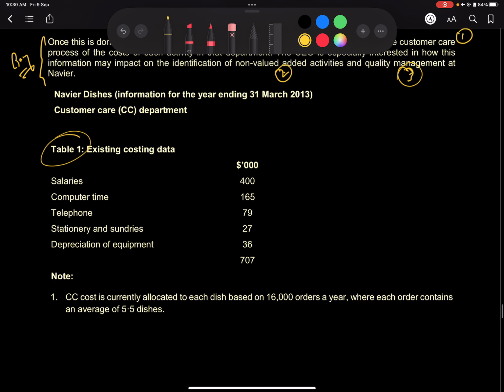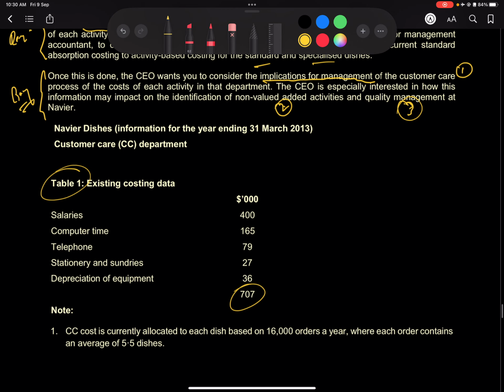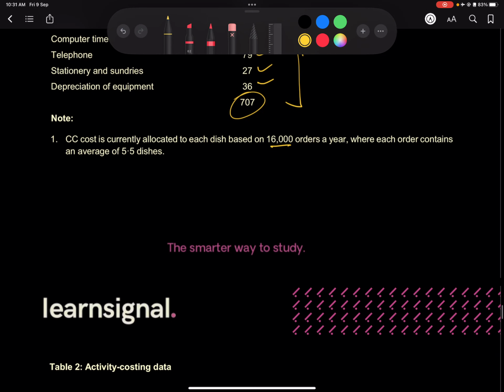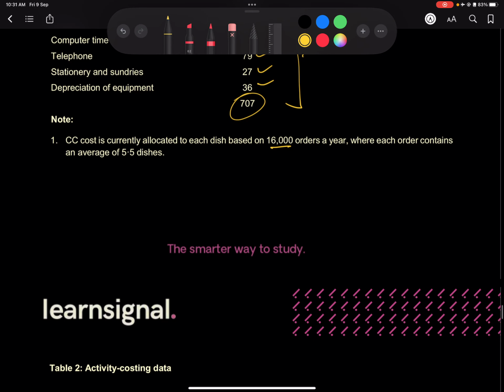Next, what's our total cost over here? Salaries are 400, computer time is 150, telephone is 170, stationery and sundries is 27, and depreciation of equipment is 36. So all these are existing costs, and we need to allocate them based on activities. Customer care cost is currently allocated based on 16,000 orders per year, where each order contains at least 5.5 dishes. That is absolutely fine.